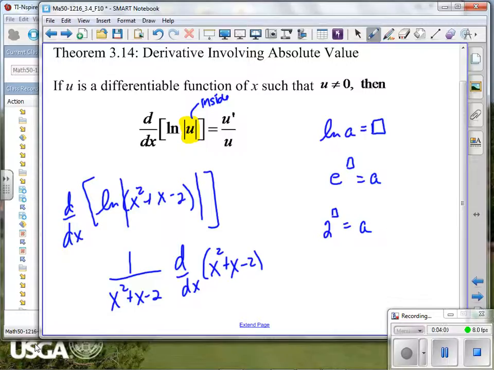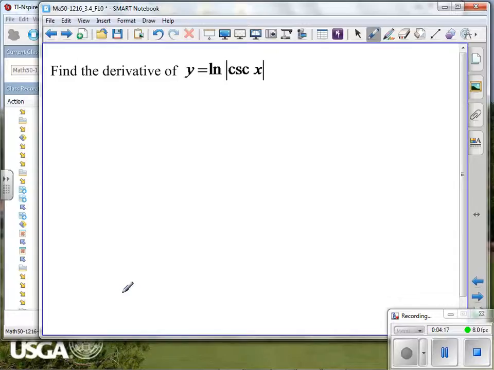If it were negative, if this had a negative value to it, it would be an undefined expression, because you cannot take the natural log of a negative quantity, because you can't take e to a power and get a negative quantity. Okay, so with that understanding, if we look at this problem, we've got the natural log of the absolute value of cosecant x. Can cosecant x ever be negative?